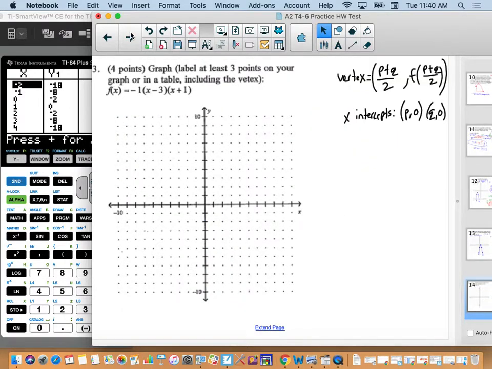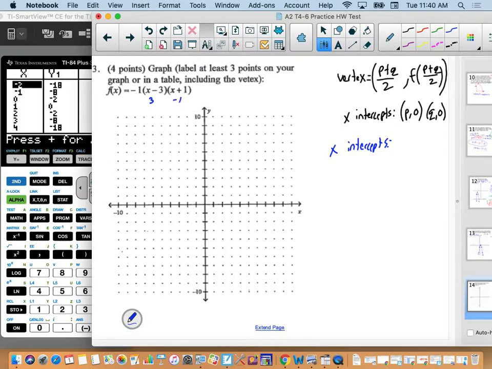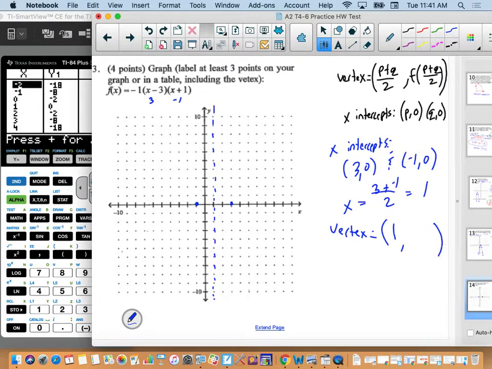The last one is in intercept form. So our x-intercepts, this is probably the quickest one to graph because 3 and negative 1 are the values that make those factors 0. So 3, 0 and negative 1, 0 are my x-intercepts. My axis of symmetry would be the average of those two, which is 1. That's right in the middle of those two. There's the axis of symmetry, which means my vertex is going to have 1 for the x-coordinate.